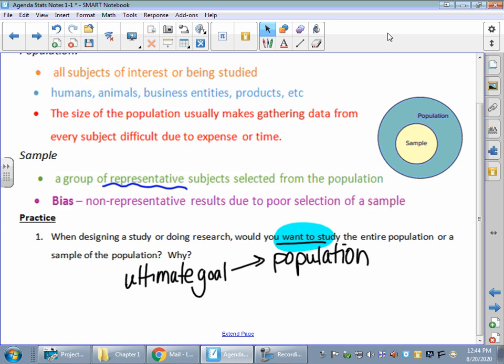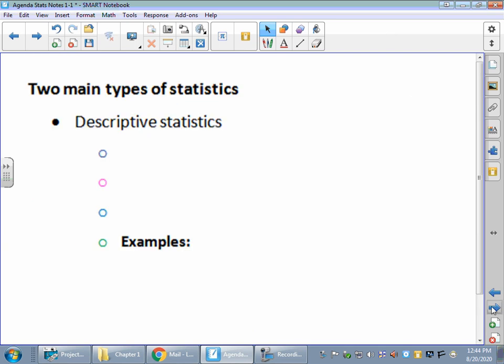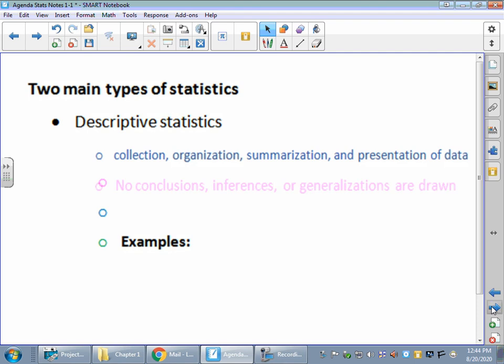So let's talk about two different types of statistics. So there's descriptive statistics, and then there's inferential. So descriptive statistics are collection, organization, summarization, and presentation. So I just collect the data, whatever it is, I organize it, I summarize it in some way, and I present it. Put it in a little graph or whatever I'm going to do with it. Summarize it might be writing it out, giving a presentation, those kinds of things. There are no conclusions drawn. We can't make a conclusion, an inference, or generalization. It just describes, it's descriptive statistics.